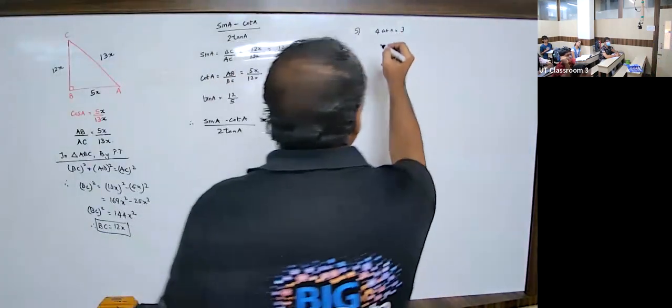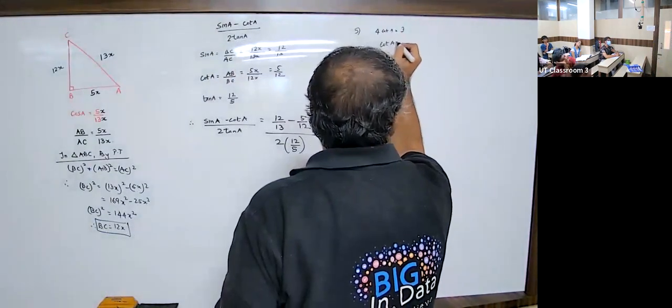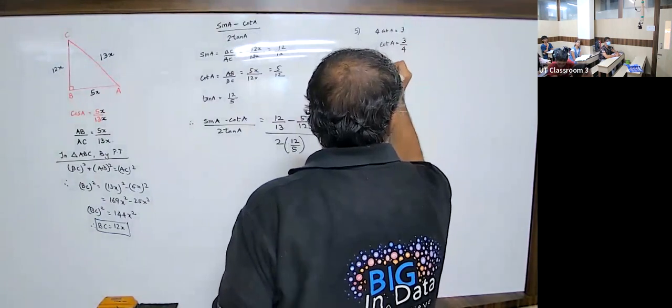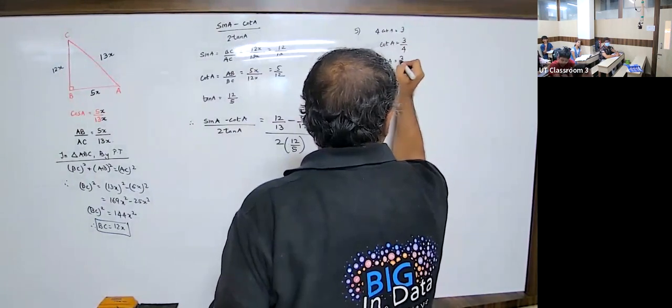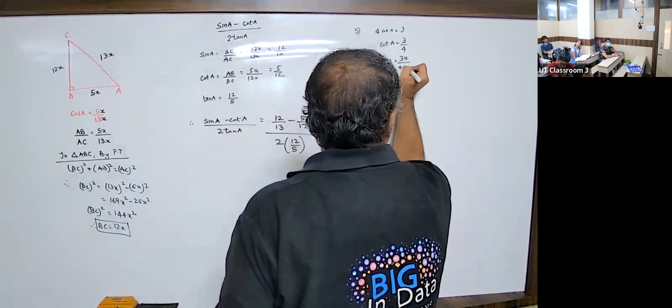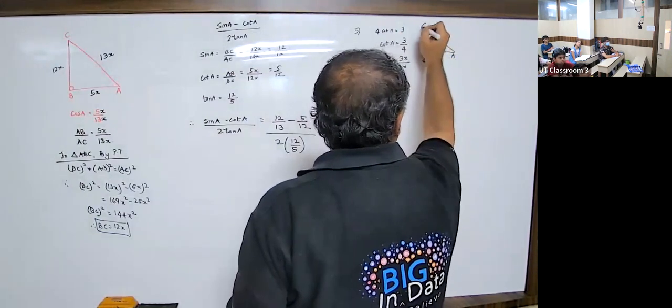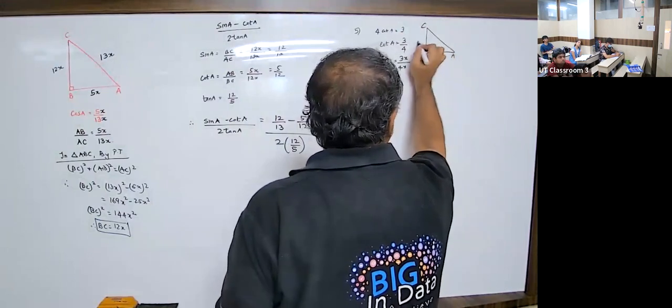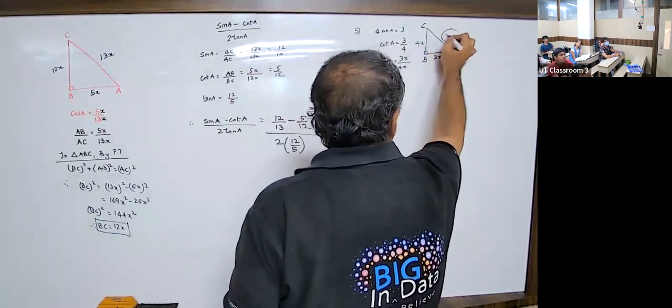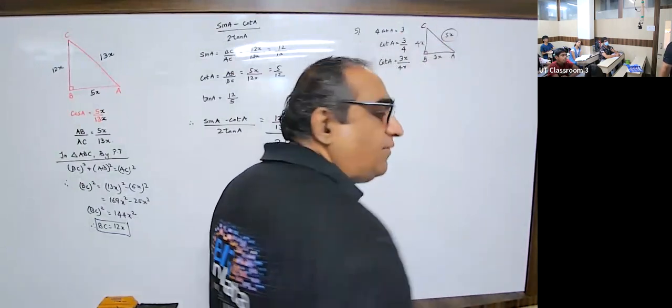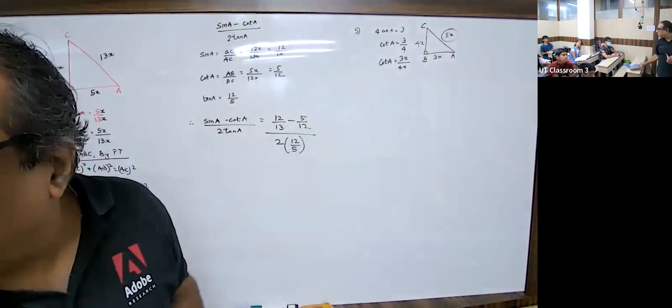Cot A will be 3 by 4. So cot A is equal to 3x by 4x. Again, I will make a right angle triangle. This is my 3x. This is my 4x. Using Pythagoras theorem, I'll get this as 5x. Yes. And then I'll proceed.